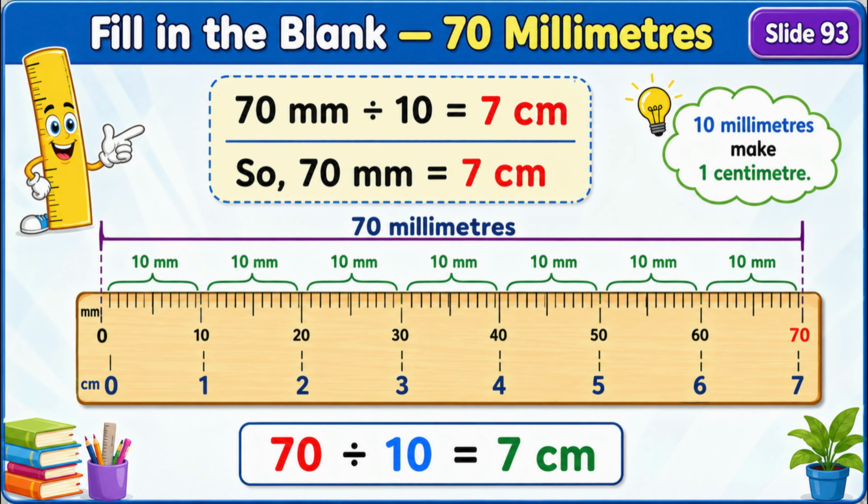Fill in the blank, 70 millimeters. To convert millimeters into centimeters, divide by 10. 70 millimeters divided by 10 equals 7 centimeters. So, 70 millimeters equals 7 centimeters.